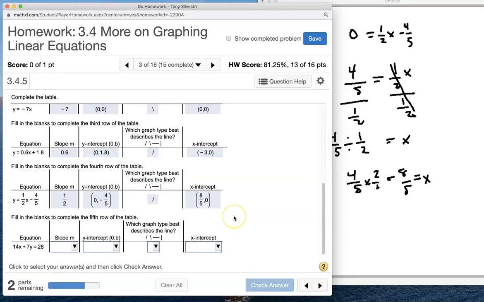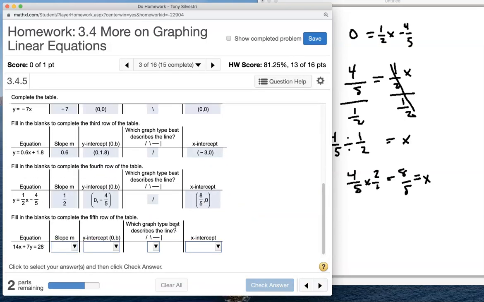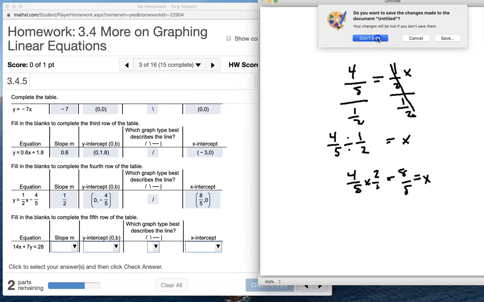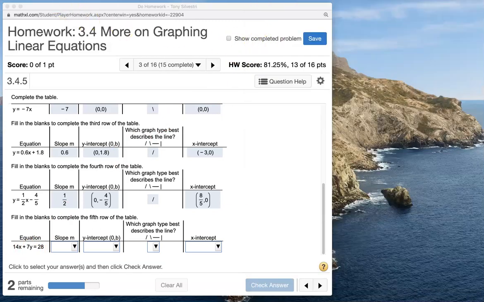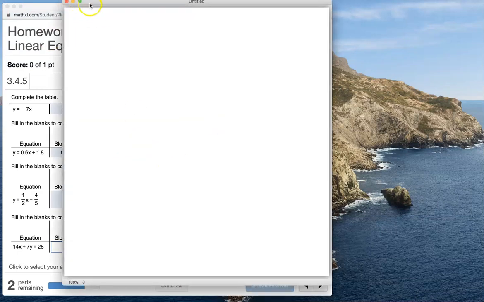Okay, now really, are you kidding me right now? This just goes 3 more. All right, slope is, I don't know what the slope is. I do know what the slope is if I solve for y. So let's go ahead and do that. Don't save. File, new, okay.